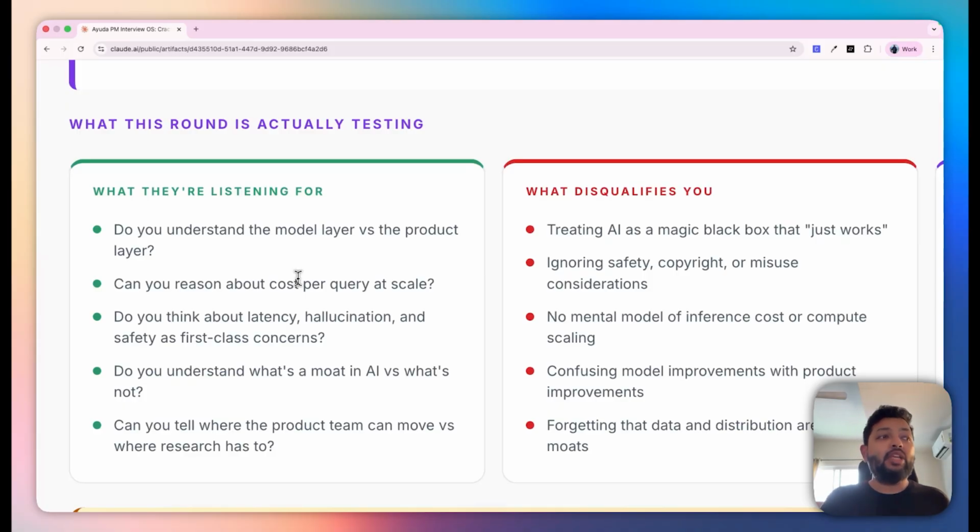And then, of course, can you tell where the product team has to work or the research team has to work, right? Very important. I know a lot of you might be seeing this kind of a breakdown for the first time, but it's very important for you to understand how to approach AI product sense questions. It's very new in the market right now as well, and it's evolving. But this is what people are looking for.